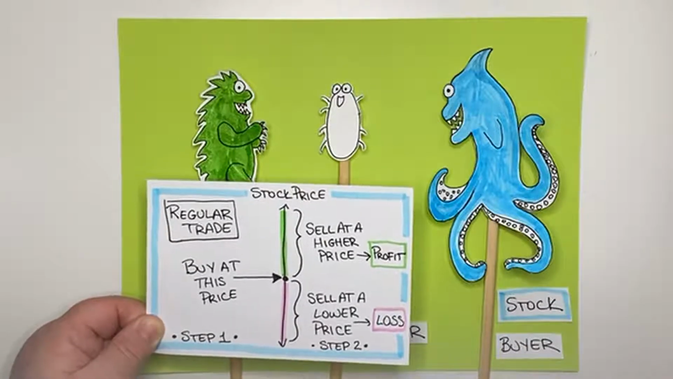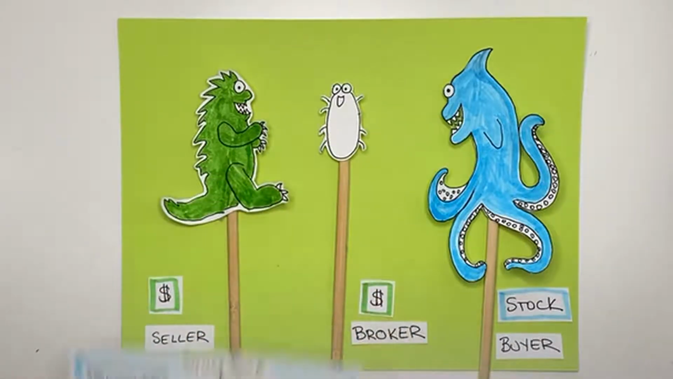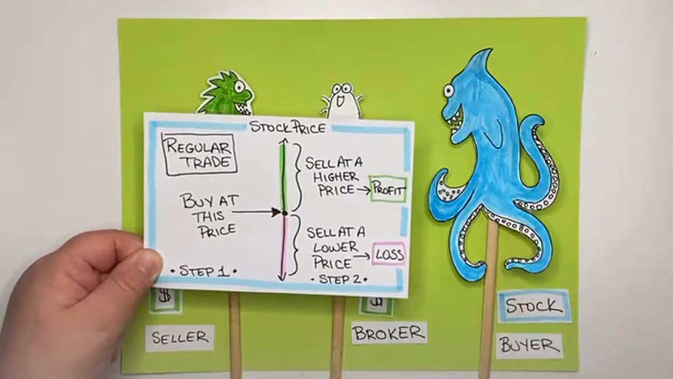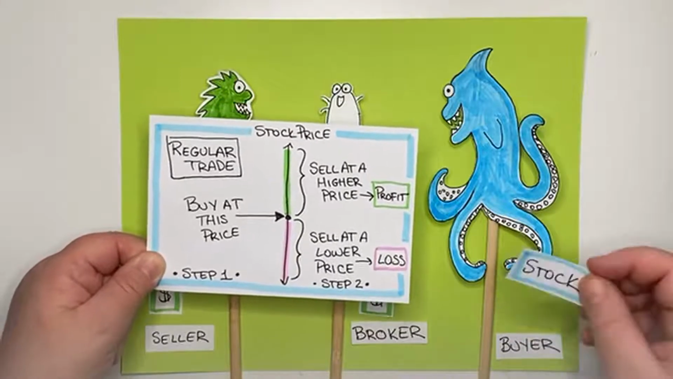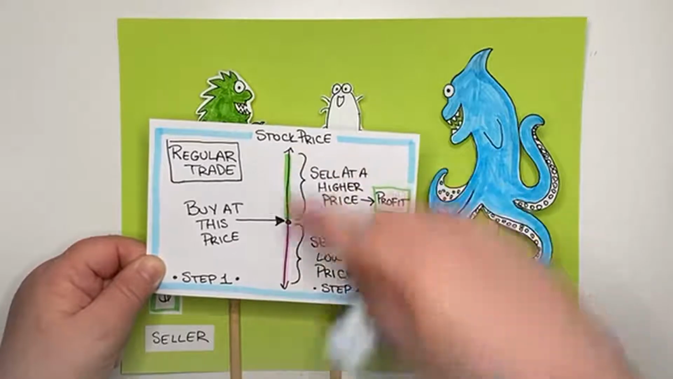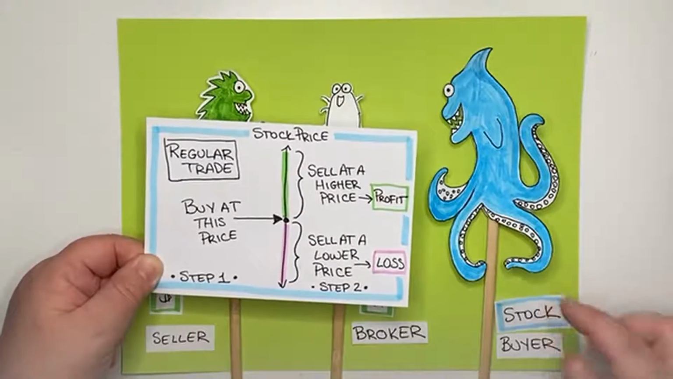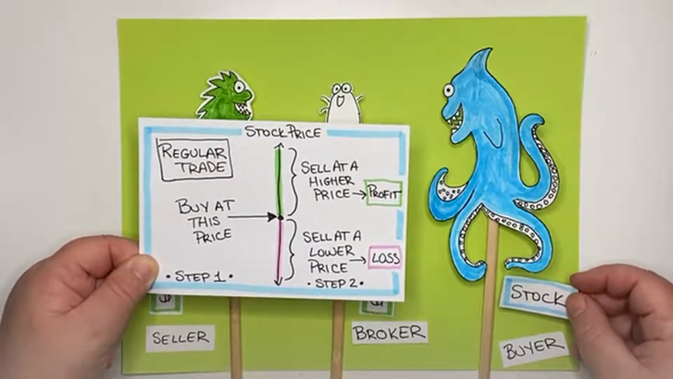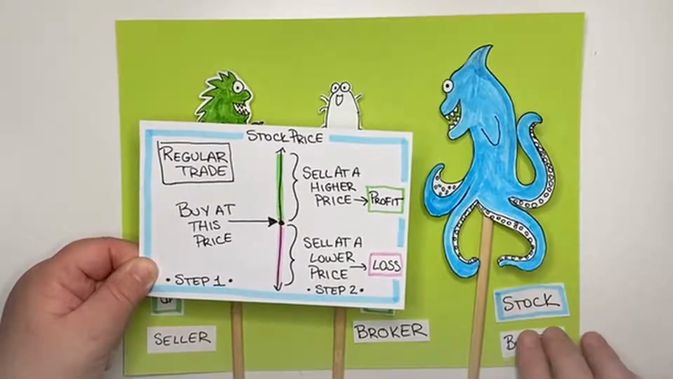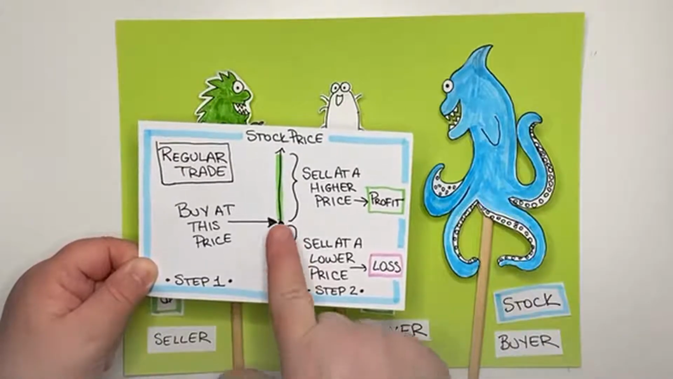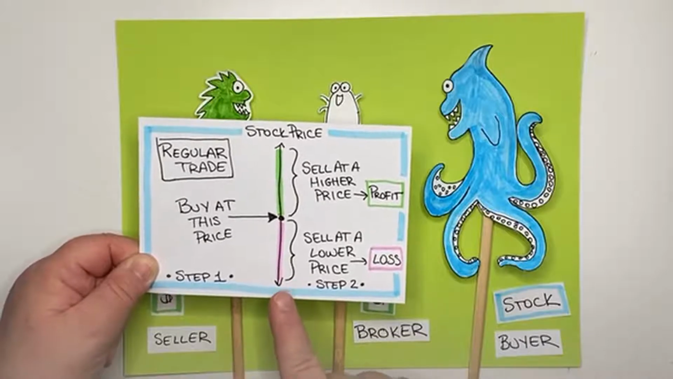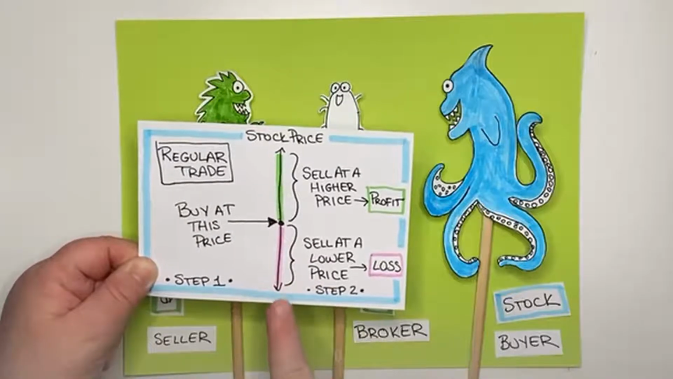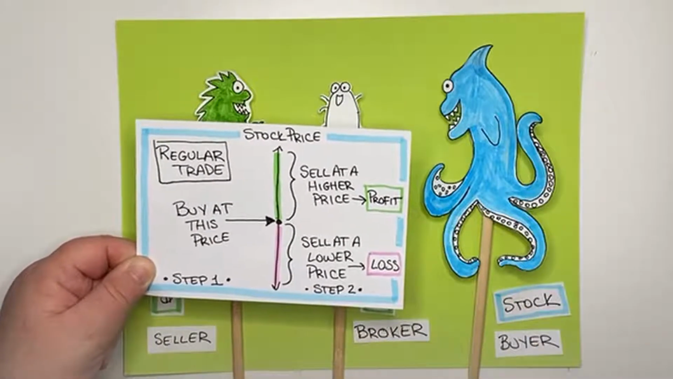Now, Sharktopus paid $2 for that share of stock. So if Sharktopus is able to find someone who wants to buy this for more than $2, then Sharktopus will make a profit. If for whatever reason the stock goes down in value, and Sharktopus cannot sell it for the price that he bought it, he buys it up here, but he sells it down at a lower price, then Sharktopus has lost some money.